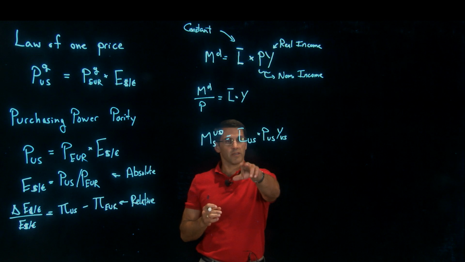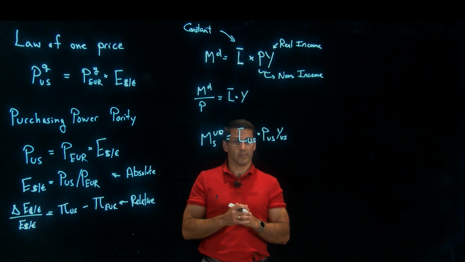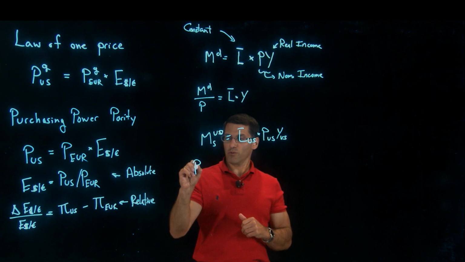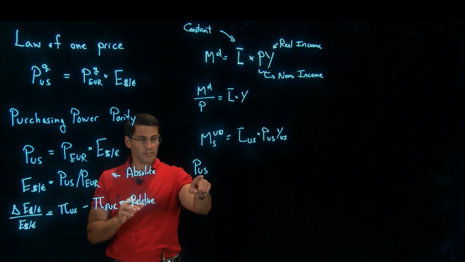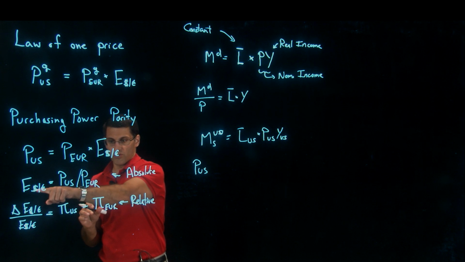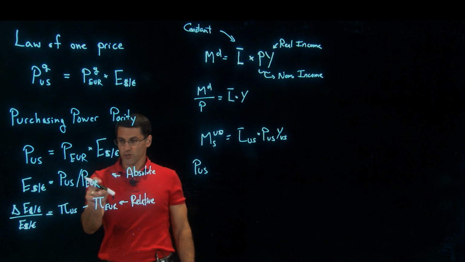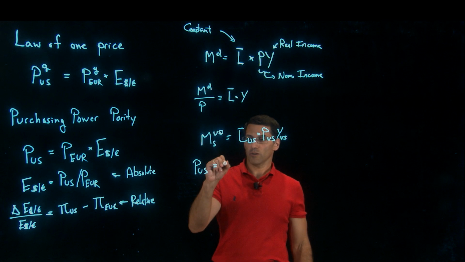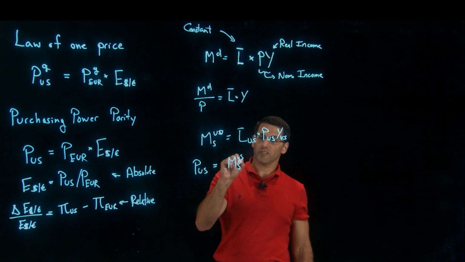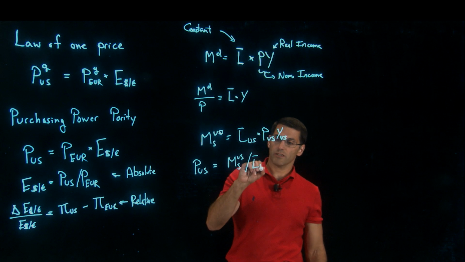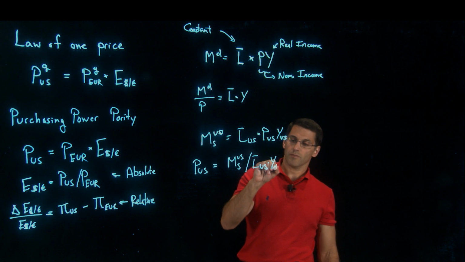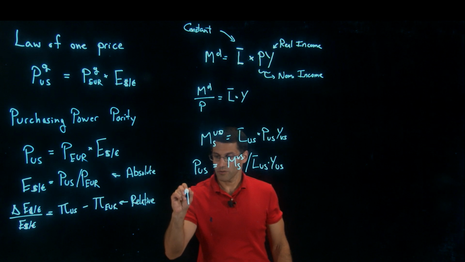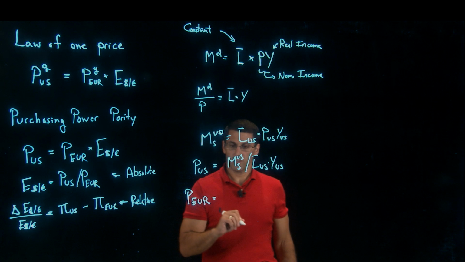Okay? And then we can take that equation and rearrange it and just isolate P. So the price level in the US, and you can see why this is important. We're isolating the price level because the exchange rate is equal to the ratio of the price levels. So the price level in the US is equal to the level of money supply in the US divided by our constant times aggregate output. And of course, the same equation will hold true in the Eurozone. So we have the same equation here.